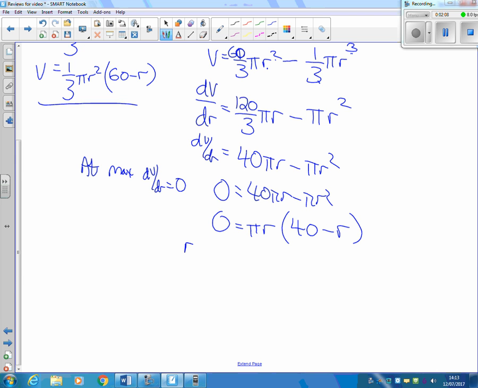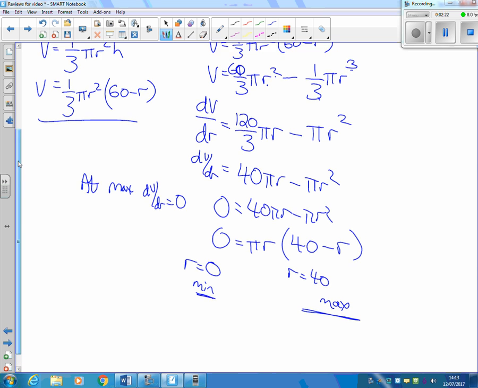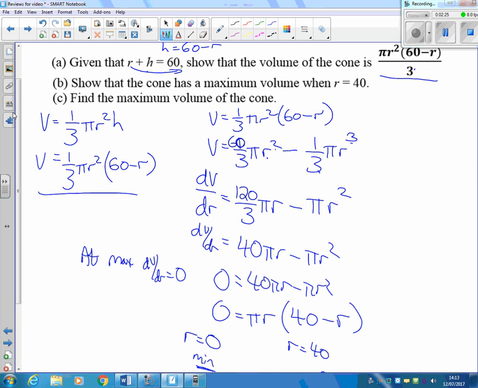So either r is equal to 0, well, if r is equal to 0, there's not going to be a cone at all, so that would be the minimum it could possibly be, or r is equal to 40, and that must be the maximum, and that's what you were asked to try and find, wasn't it? Find the maximum volume of the cone now, so now just putting it back in that one there, shall we?